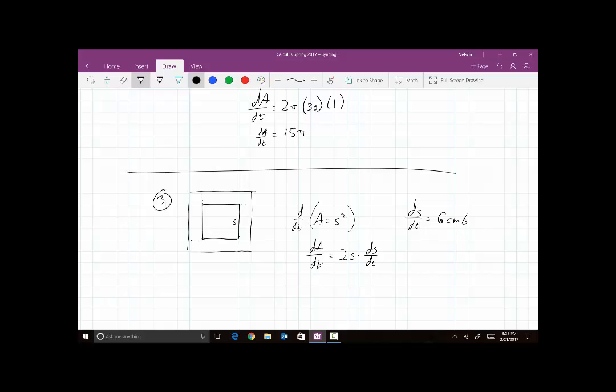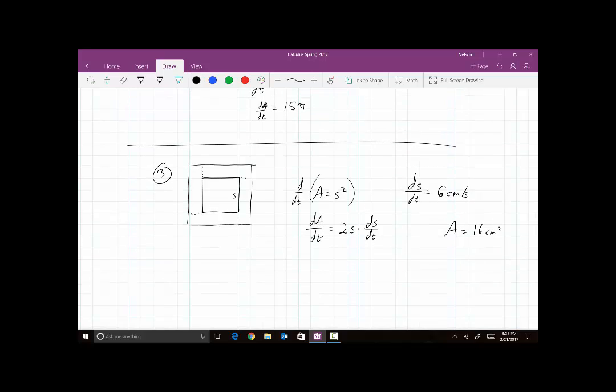We're asked at what rate the area is increasing when the area of the square is 16 square centimeters. But we're asked to find dA/dt. It says how fast is the area changing, so dA/dt is what we're looking for. We have this formula that has a relationship with dA/dt in it. ds/dt we're given, so we can plug that in.